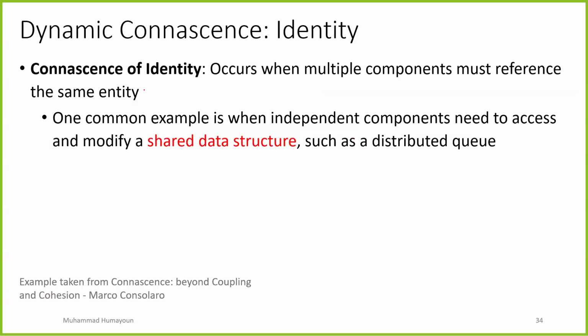And then we have connascence of identity. It occurs when multiple components must reference the same entity. So one common example could be when independent components need to access and modify a shared data structure, such as some kind of distributed queue.